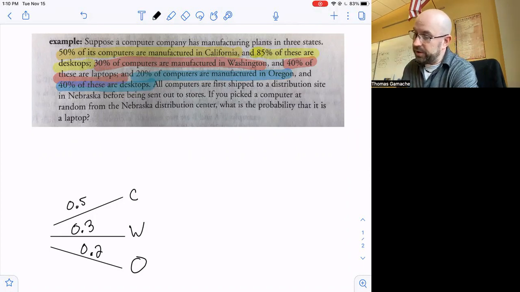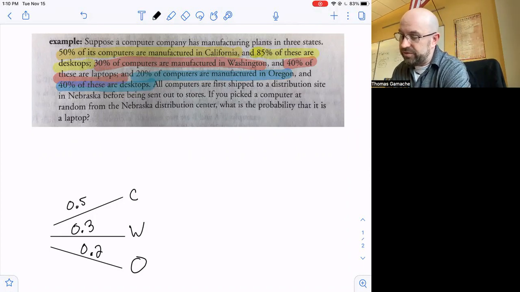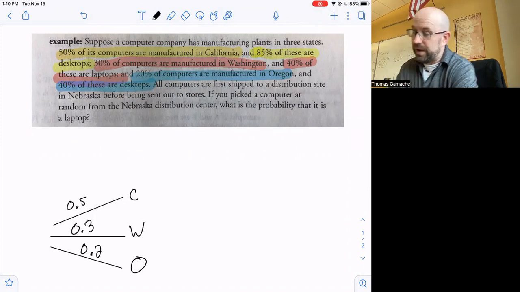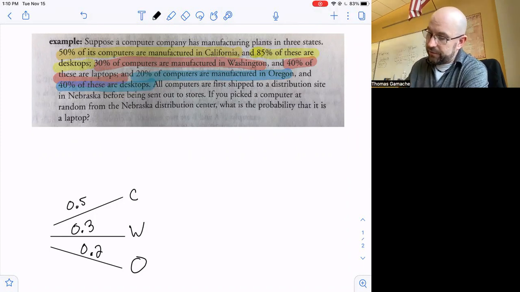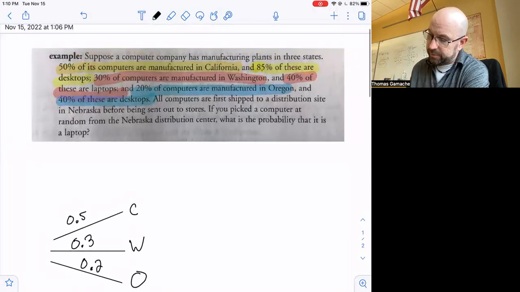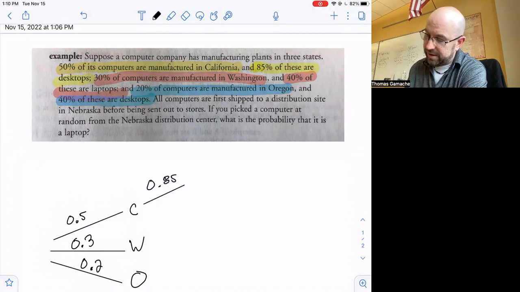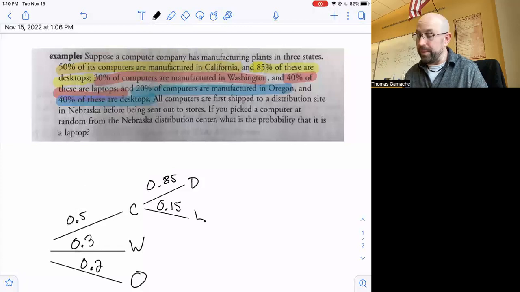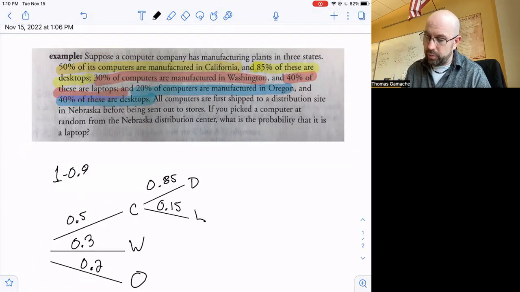Now the computers are either desktops or laptops. I'm starting in California. It's telling me that 85% are desktops. So for California, 85% or 0.85 are desktops, which means the remaining laptops are going to be 0.15. I could do this using the complement rule, 1 minus 0.85, and that gives me 0.15. That's where that came from.